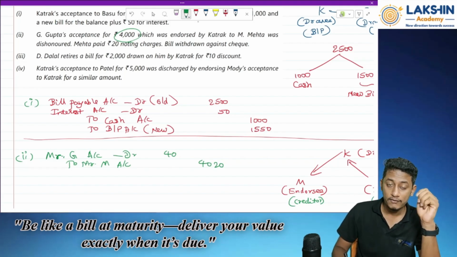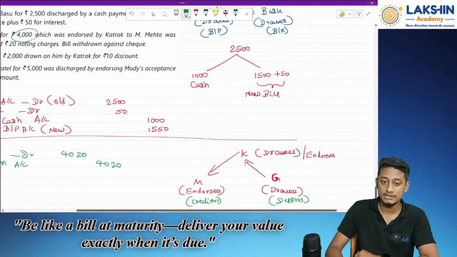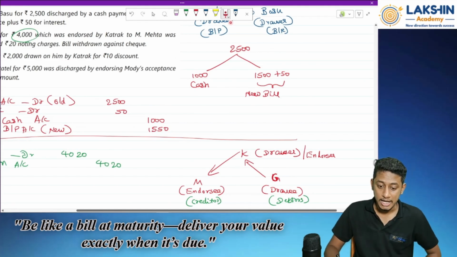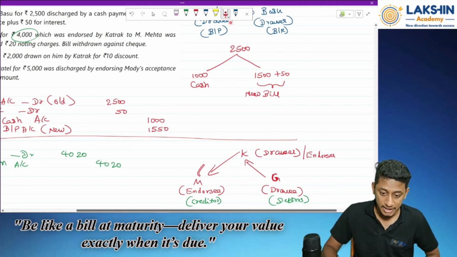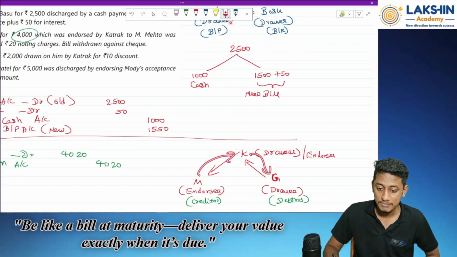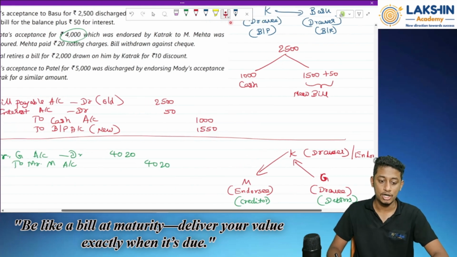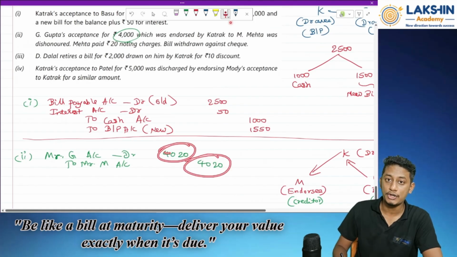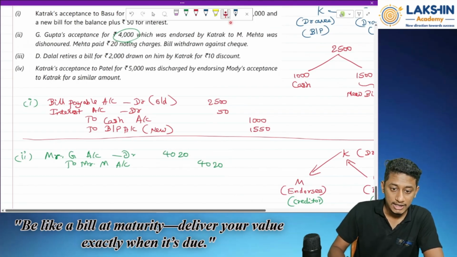Now again, from whom will I recover this 20 rupees? From Mr. G, I will recover these noting charges. So at the end of the day, noting charges will be recovered by Mr. M from K, and K will recover it from G. So at the end of the day, Mr. G will bear all the noting charges. So the total value of the pending amount will be how much? 4,020 rupees. Clear? Okay.